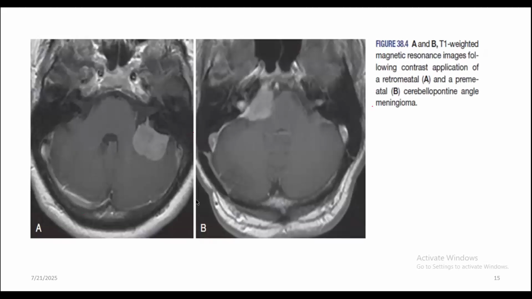This image is a contrast-enhanced T1 weighted axial MRI showing a pre-meatal and a post-meatal CP angle meningioma. On A, you can see the dural tail and also the obtuse angle that is being formed by this lesion, suggestive of a meningioma in the CP angle. And then this is the retromeatal, and this is the premeatal.